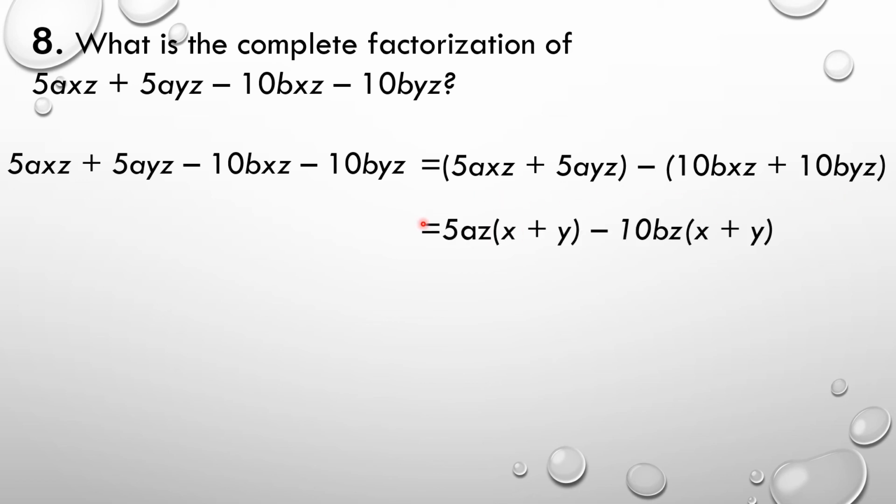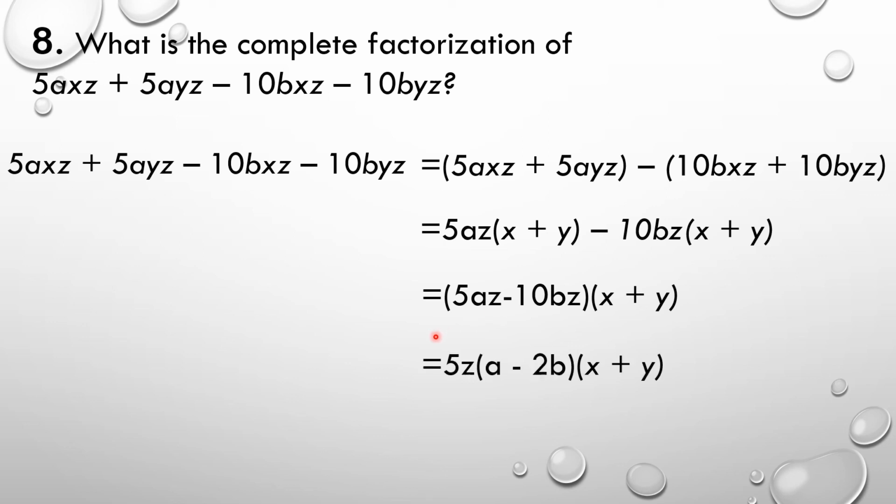In the first group, we have 5az times the quantity x plus y. Then we have negative 10bz times the quantity x plus y. This time, x plus y is a common factor. So we will have 5az minus 10bz times x plus y. In the first factor, we still have a common monomial factor, that is 5z. So we have 5z times a minus 2b times x plus y, and that is letter A.